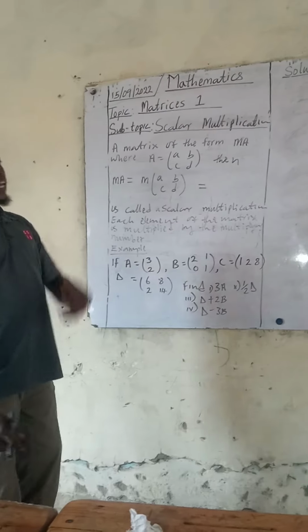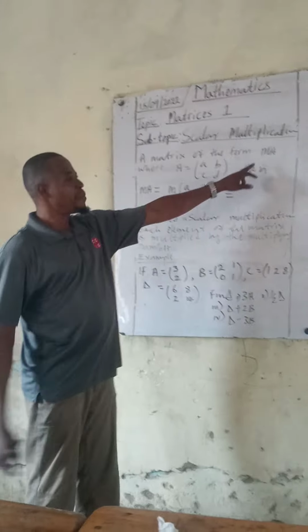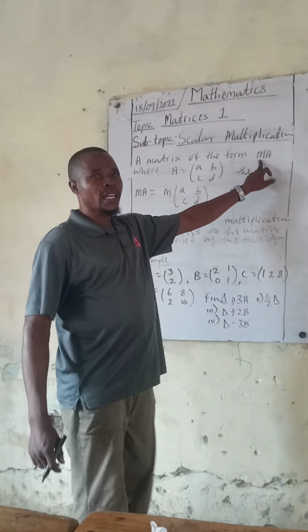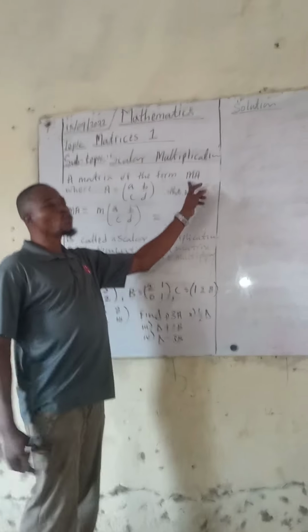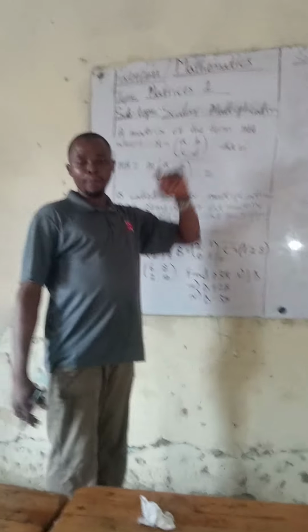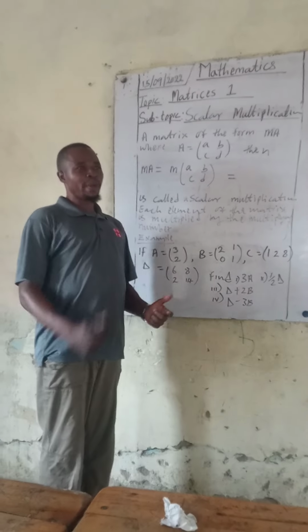Okay? Yes. Now we are moving to scalar multiplication. So a matrix of the form MA. Now the first thing you need to understand in mathematics is when you have two letters together in mathematics, the relationship between the two letters is multiplication.